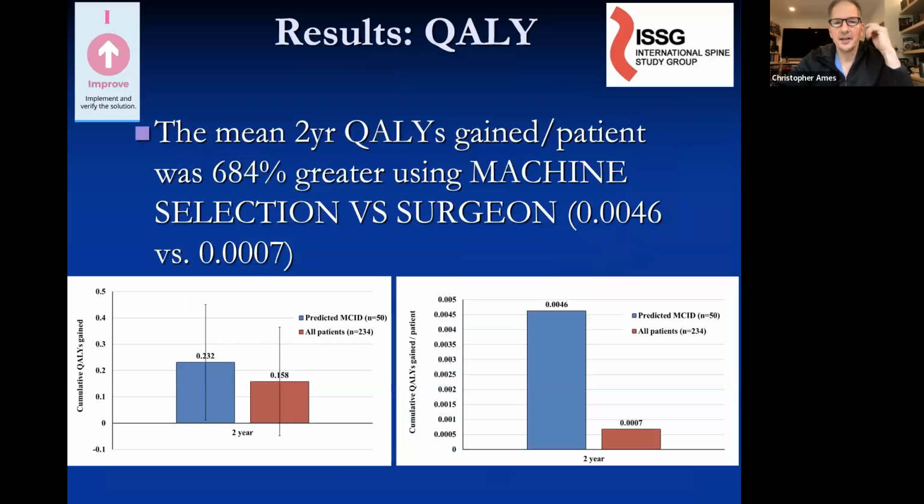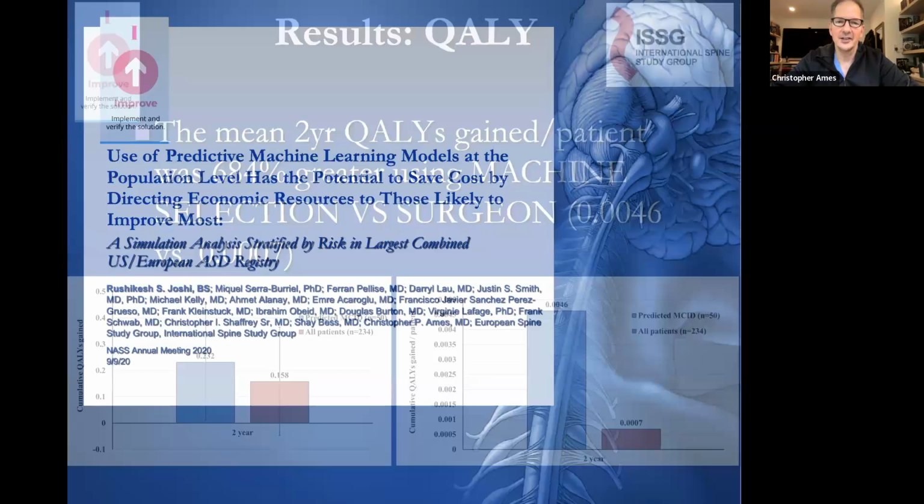To revisit the cost effectiveness ideas, when we simulated using the predictive models for cost effectiveness and quality, which is the measure of quality adjusted life years, very commonly used in economics, we saw that the patients that were operated on according to the machine prediction had a 684% greater improvement in quality than patients that the surgeon decided were good surgical candidates. So to me, this is maybe the most impactful slide from a health economy standpoint, that the machines do a better job of potentially spending our healthcare dollars than we do as surgeons.